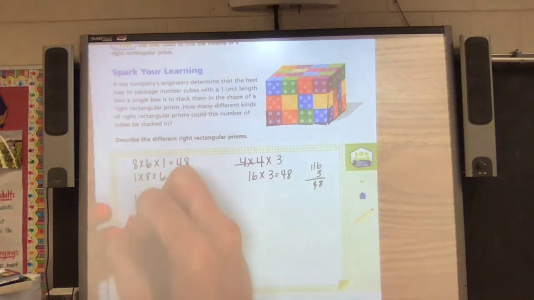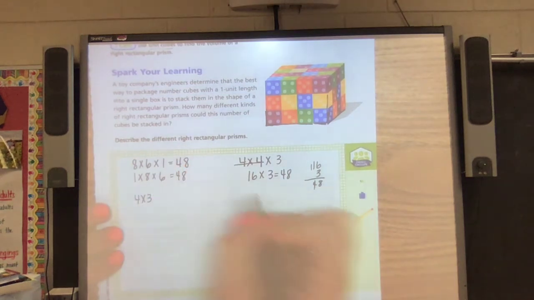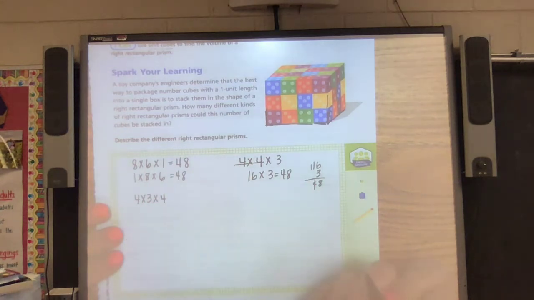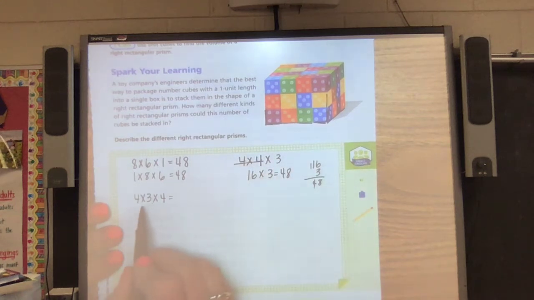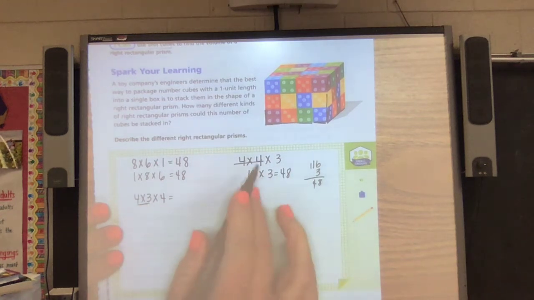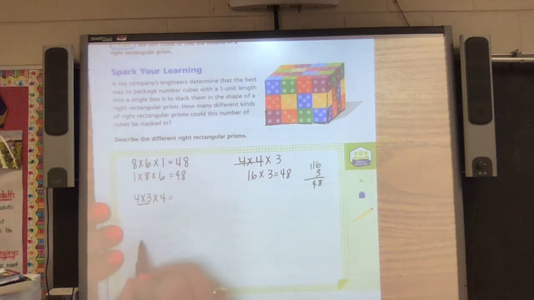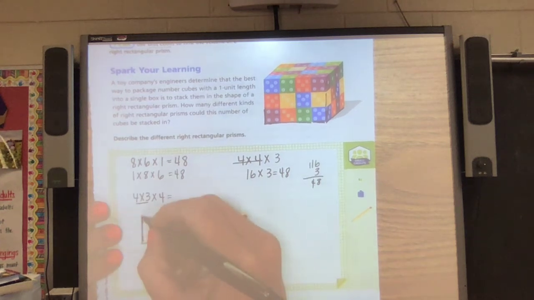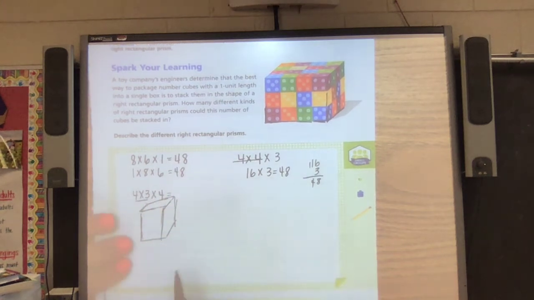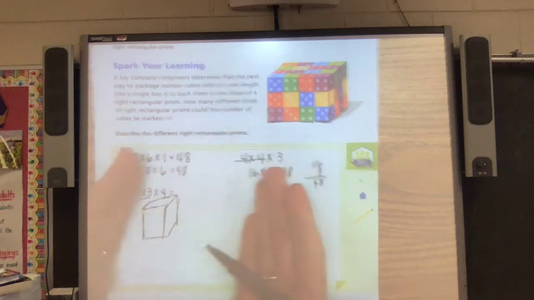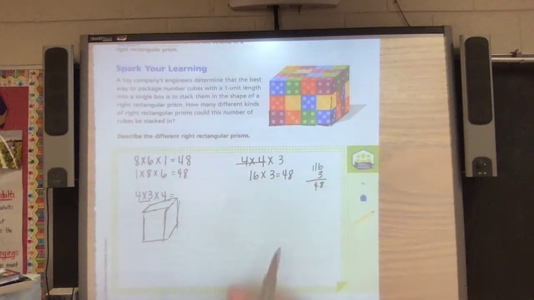What about 4 times 3? That's 12, and 12 times 4 is 48. So this one's going to look similar to that, but I am not making the same thing. It's 4 units long, 3 units wide, and 4 units tall. Where this one was 4 long, 4 wide, 3 units tall. So this one's shorter.